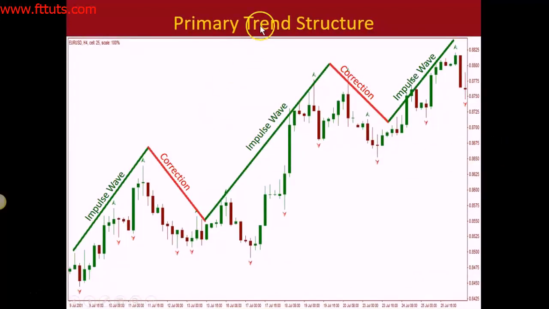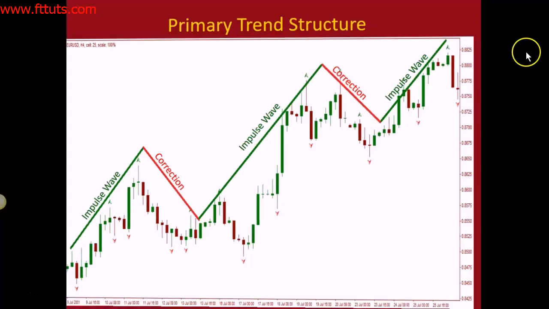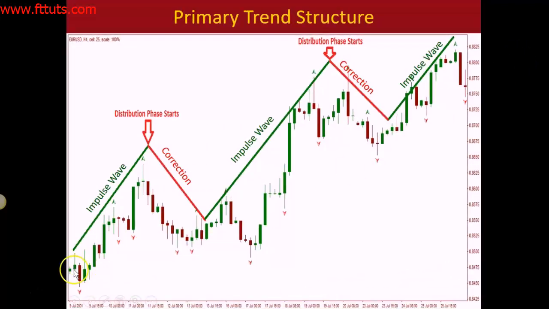So looking at a primary trend, based on the structure, you have your impulse wave, then you have your correction, you have your impulse wave, correction, and then impulse wave. And with that, your impulse wave, you have your distribution phase at the top here that starts the correction. Then you have your impulse wave with your distribution phase again that starts the correction.